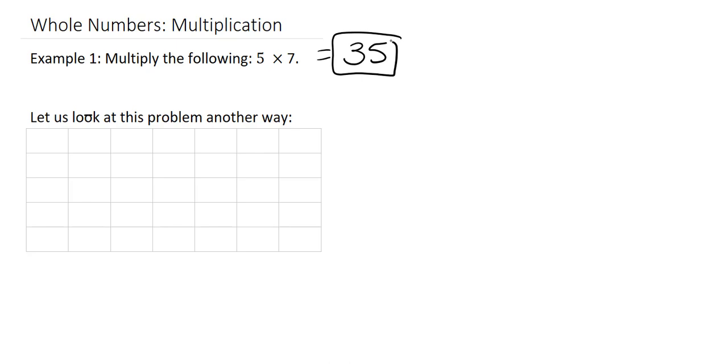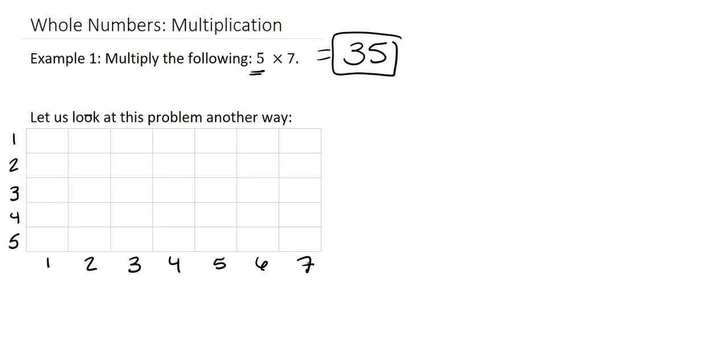But before we continue on, I want us to look at this in a different way. So we have below 5 rows. This is row 1, 2, 3, 4, 5, which represents this 5. Then we have 7 columns, which is 1, 2, 3, 4, 5, 6, 7. So each row includes 7 items, or 7 boxes. What we're asking is how many total boxes there are if we have 5 rows with 7 in each one.